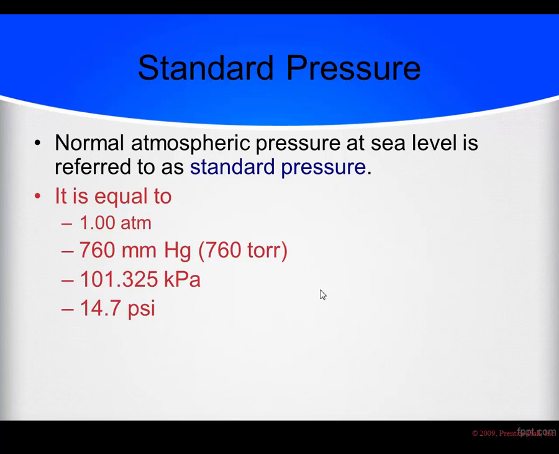Meteorologists, the people that tell you on the news whether it's going to rain or snow tomorrow, they measure in millimeters of mercury, which is also known as torr. Okay, because that's what a barometer measures, millimeters of mercury. So 760 millimeters of mercury is the same thing as 1 atmosphere. Okay. Kilopascals is used by scientists quite often. 101.325 kilopascals is the same thing as 760 millimeters of mercury, which is the same thing as 1 atmosphere. So these things are all standard pressures.